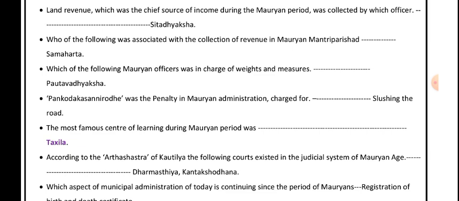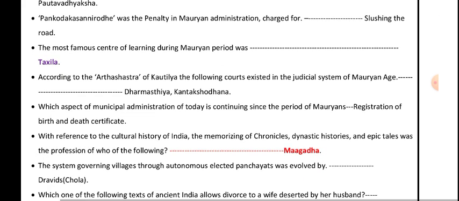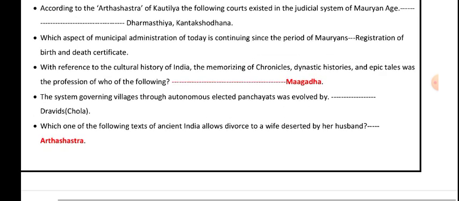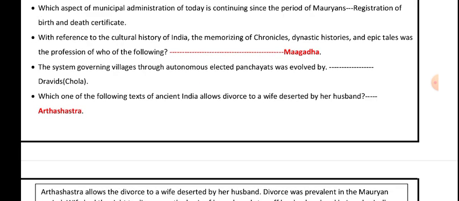The most famous center of learning during the Mauryan period was Takshila. According to the Arthashastra of Kautilya, the following courts existed in the judicial system of the Mauryan age: Dharmasthiya, Kantaka Shodhana. Which aspect of municipal administration of today is continuing since the period of the Mauryans? Registration of birth and death certificates.